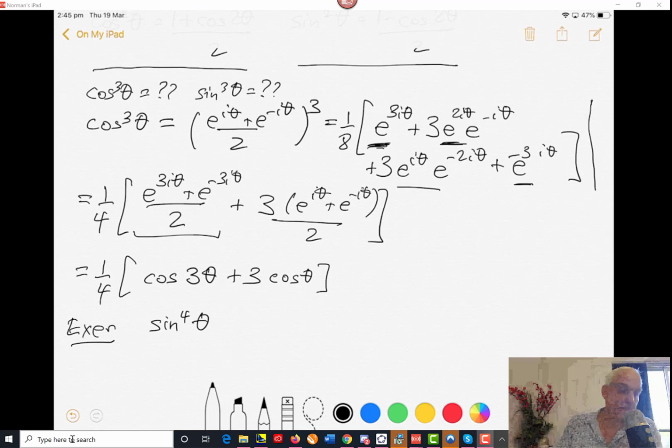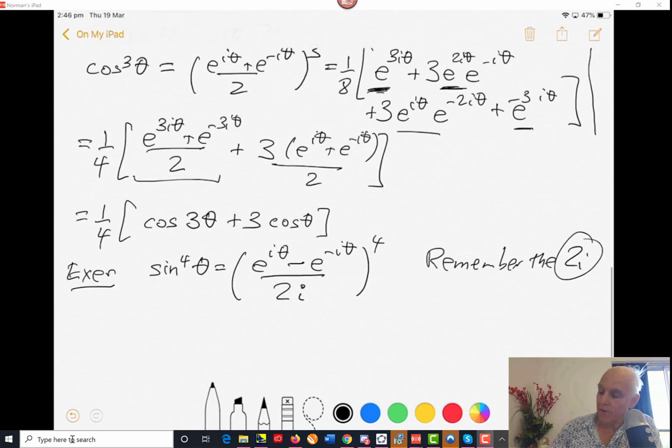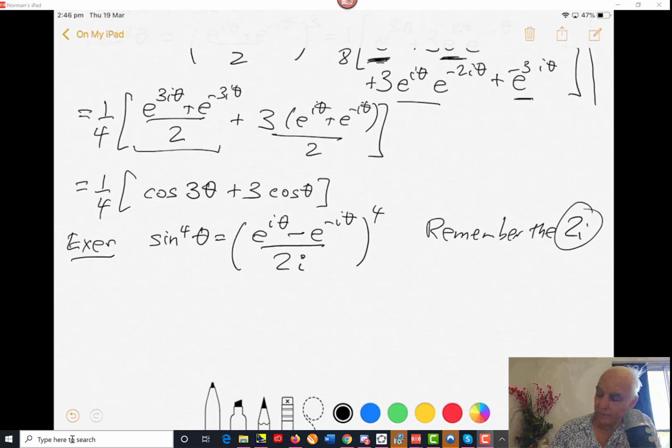Okay, and I'm going to leave the following to you as an exercise, the same kind of thing, to try to calculate sine to the 4th of theta, and I'll give you the start. So what you need to do is to start with e to the i theta minus e to the minus i theta all over 2i, and you can raise that to the 4th power. And you have to just remember the 2i in the denominator there. It's not 2, it's 2i. So you'll have to take that into consideration when you do your binomial expansions.